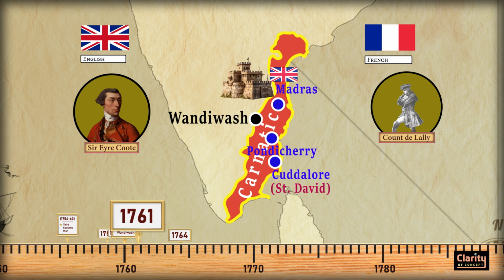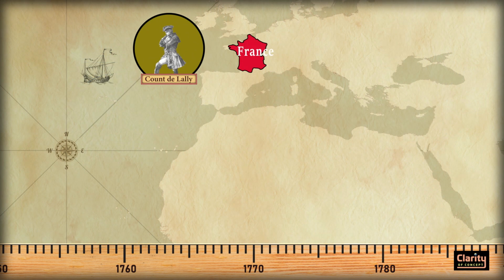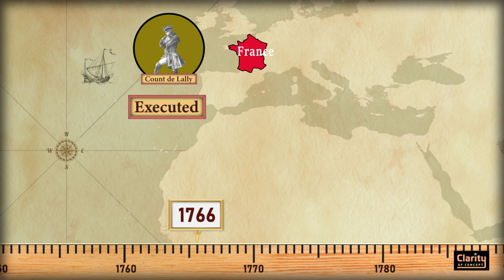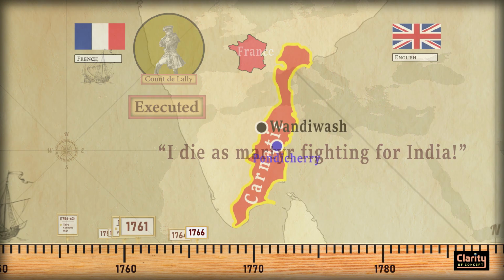In 1761, after the fall of Pondicherry, Lally was recalled to France in disgrace, accused of failing to defend French interests in India. When Lally returned to France, he was blamed for the defeat. The French government put him on trial, saying it was all his fault. In 1766, he was executed. Just before his death, Lally cried out, "I die as a martyr fighting for India." But sadly, he believed that he had been abandoned by his own people.